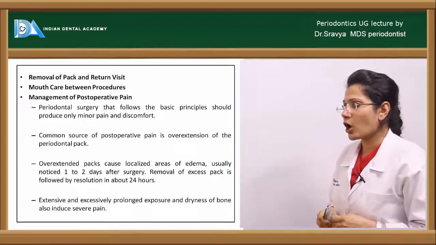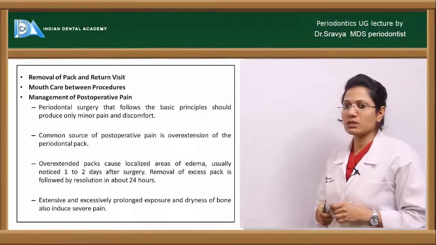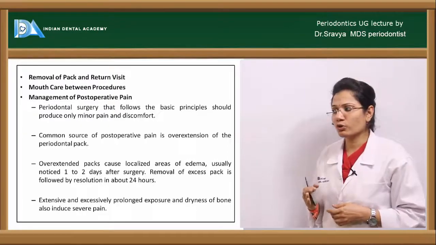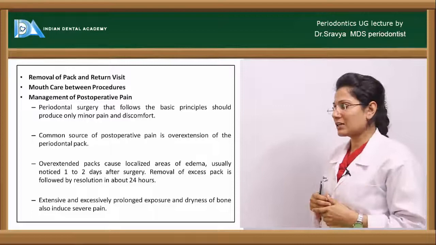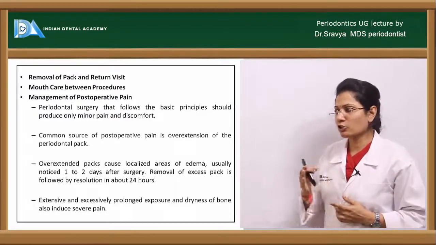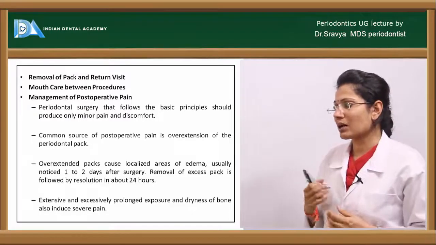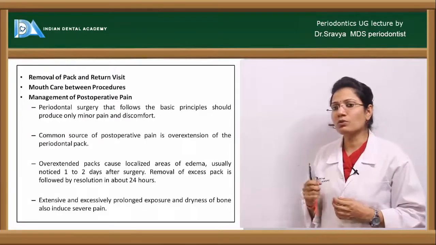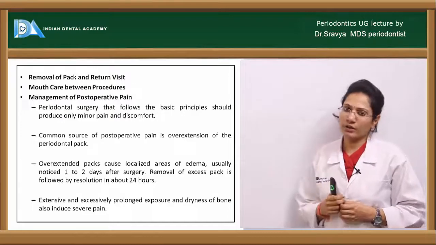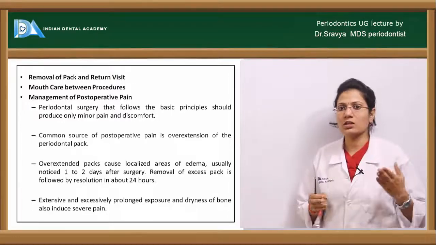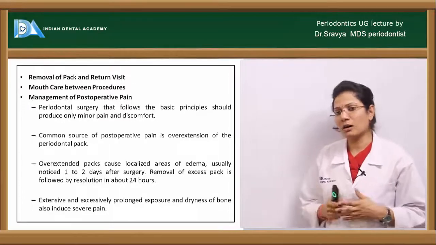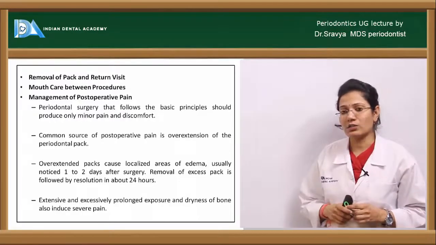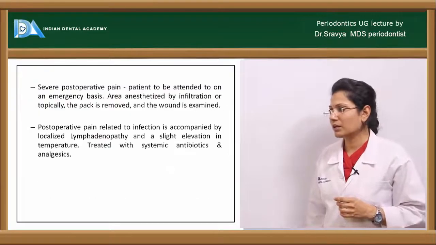How do you manage it? Periodontal surgery that follows the basic principles produces only minor pain and discomfort. The common source of post-operative pain is overextending the periodontal pack. Overextended packs can cause localized areas of edema, usually noticed 1 to 2 days after the surgery. Removal of the excess pack is followed by resolution of that pain and edema in about 24 hours. Extensive and prolonged exposure and dryness of the bone can also induce severe pain.